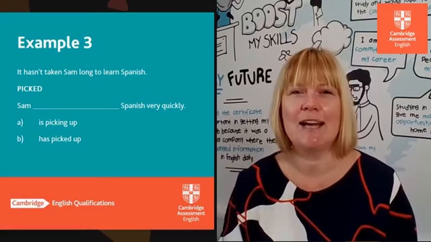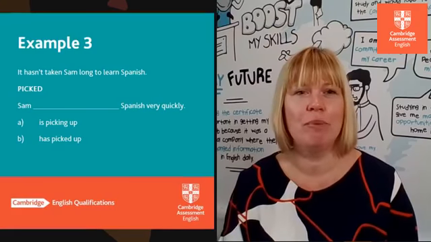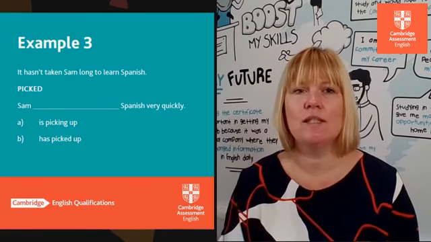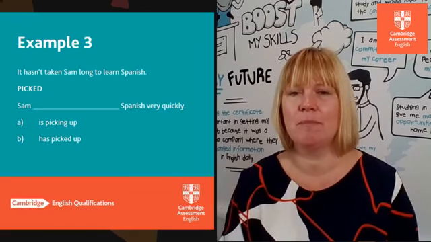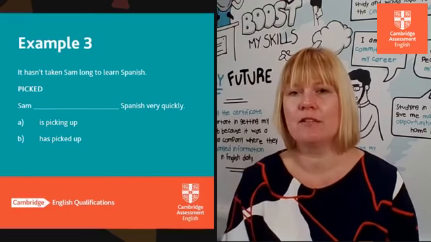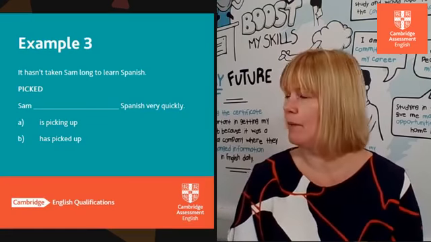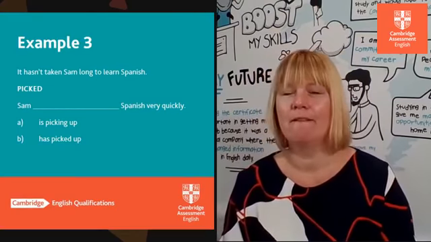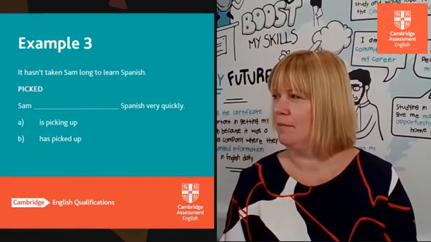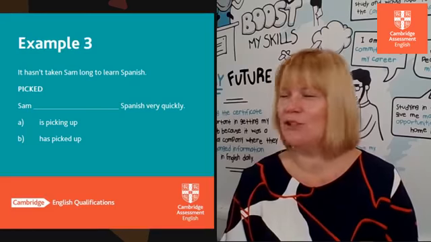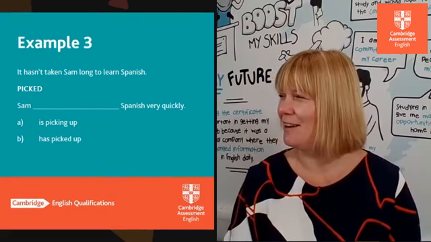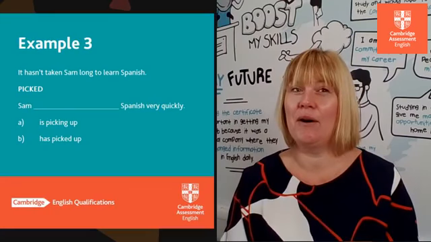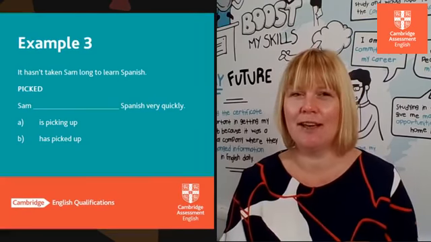It hasn't taken Sam long to learn Spanish. Picked. Sam A is picking up Spanish very quickly, or Sam B has picked up Spanish very quickly. Now, Sarah is looking at the answers, and I'm hoping we're having some coming in. Yep, we have. What are people saying? We have 3 B's, 2 A's, 4 B's and 2 A's. So far it's pretty even. We've got 5 B's now and 3 A's. Okay, B is inching ahead.